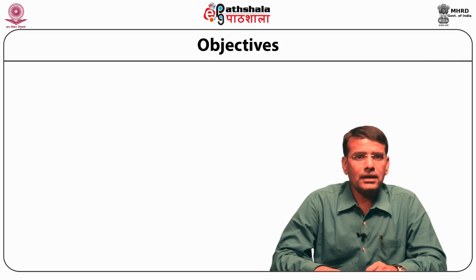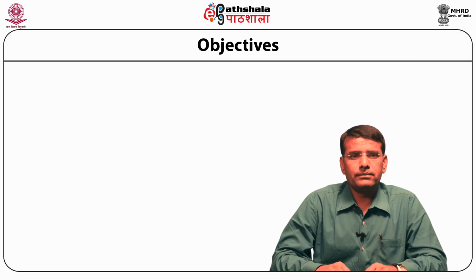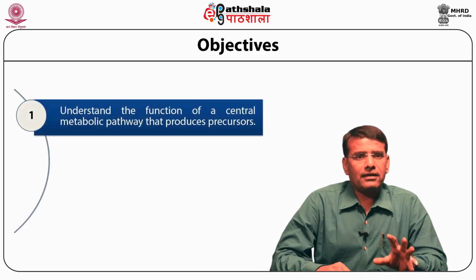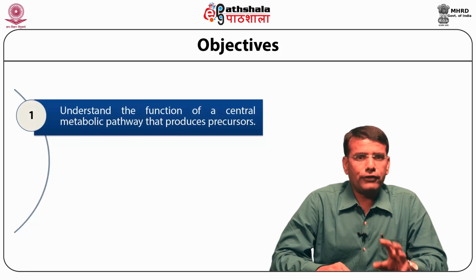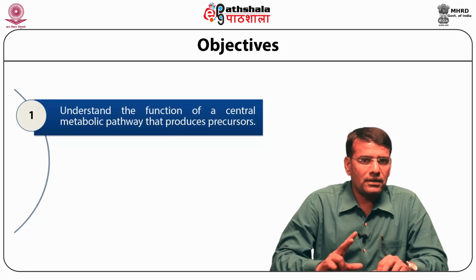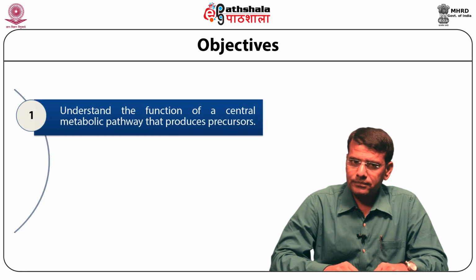Today we are going to discuss a module on citric acid cycle as source of biosynthetic precursor under paper carbohydrate metabolism. So students, let's see what we are going to learn in this module. We will try to understand the function of a central metabolic pathway that produces several precursors.